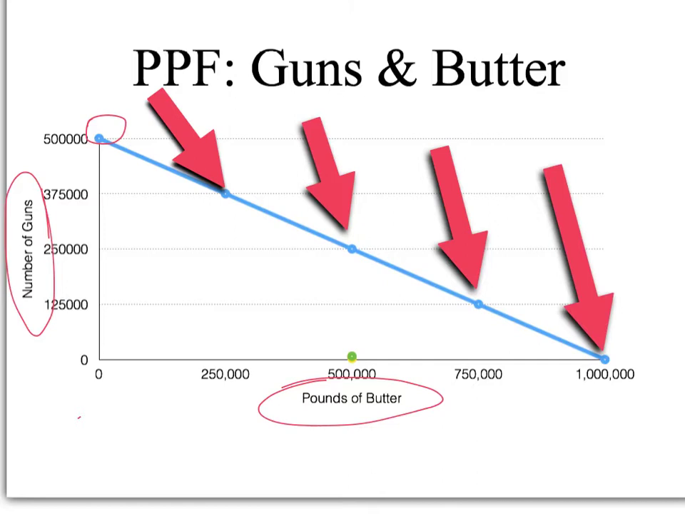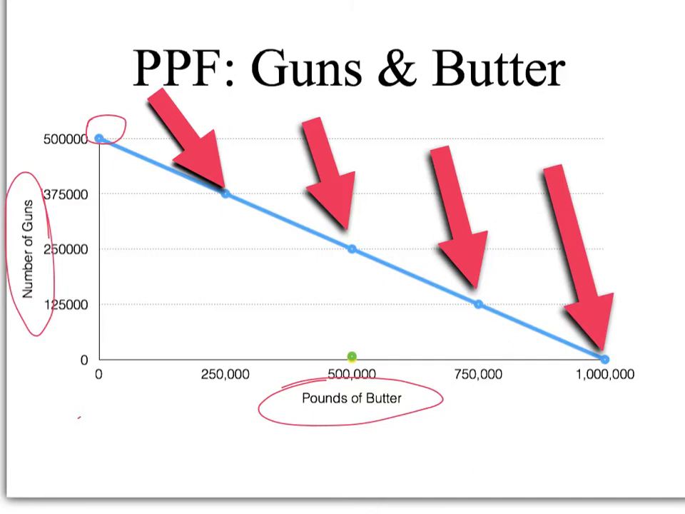Okay, so here we see the illustration of trade-off, as we go from point A to B to C to D and to E, through these points. We see that we are trading off guns to gain more butter. So from point A to point B, we traded off 125,000 guns in order to gain 250,000 pounds of butter. Because from point A we had 500,000 guns and 0 butter, and then at point B we gained 250,000 pounds of butter, but lost 125,000 guns. Okay, so we are trading off guns for butter.